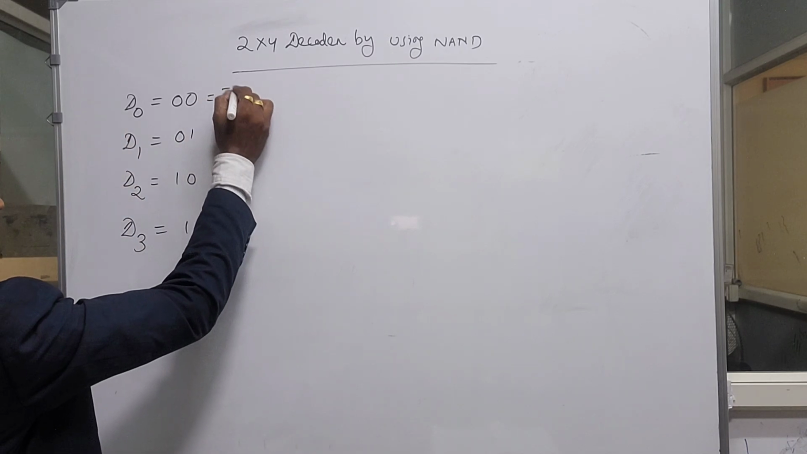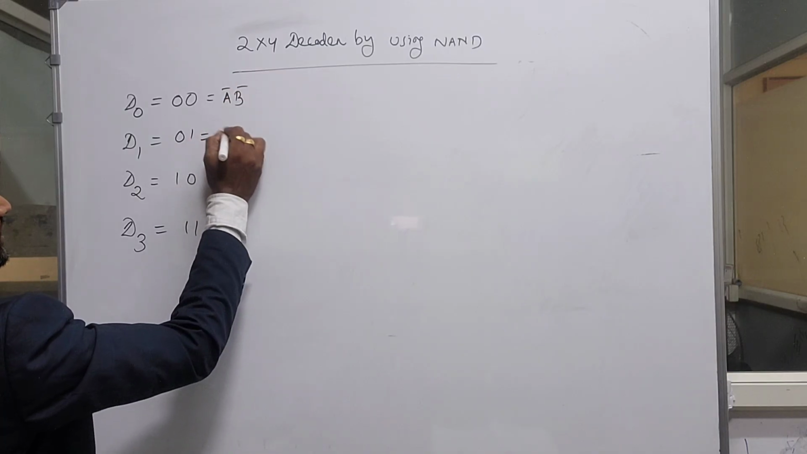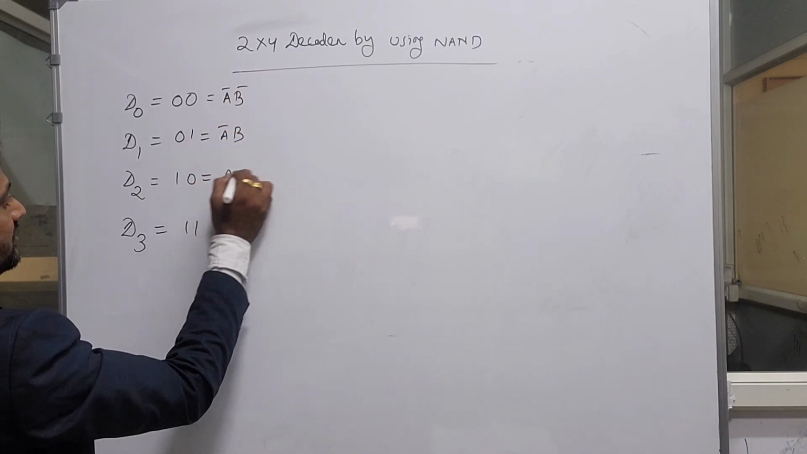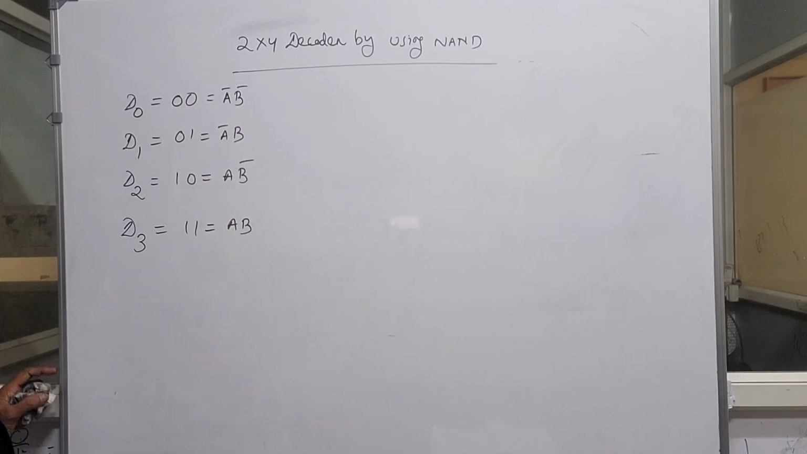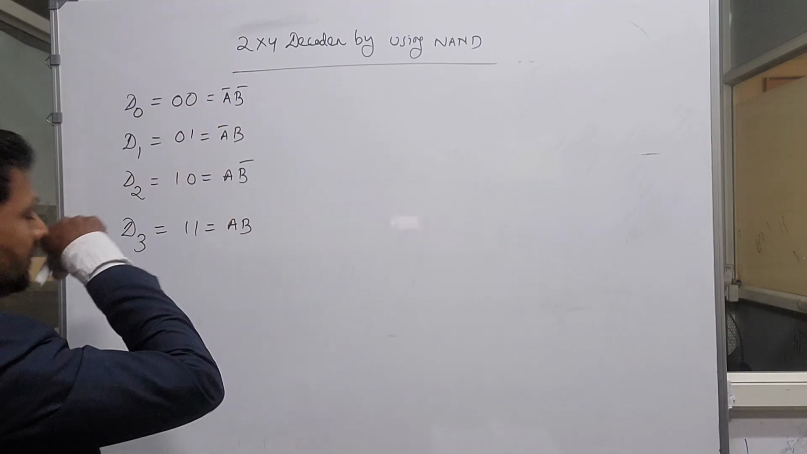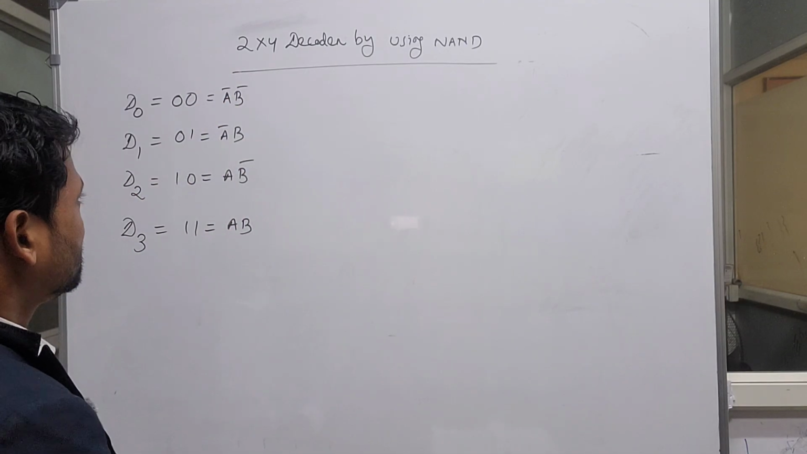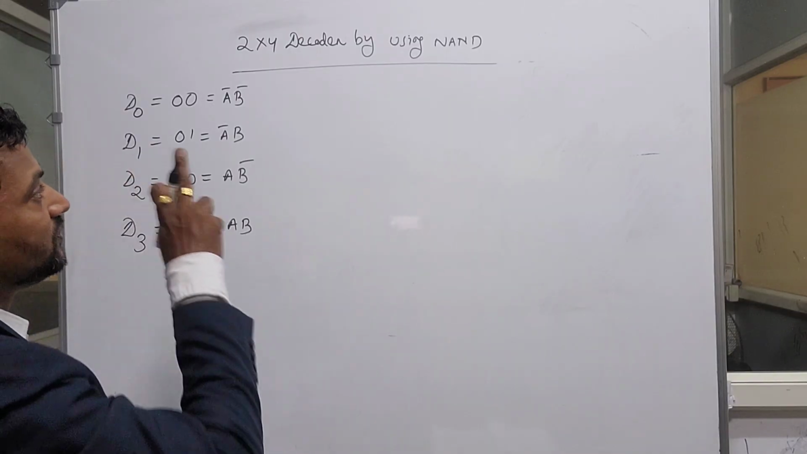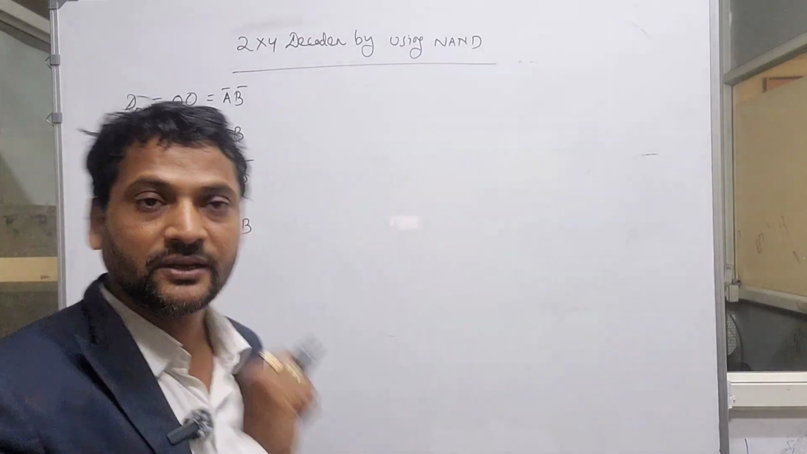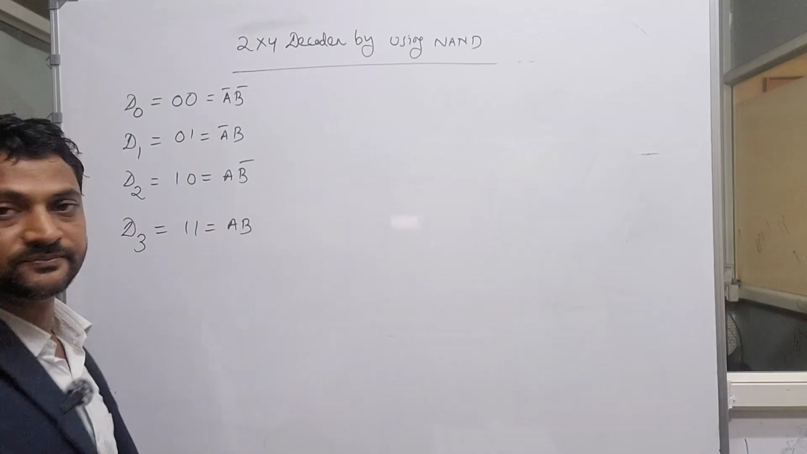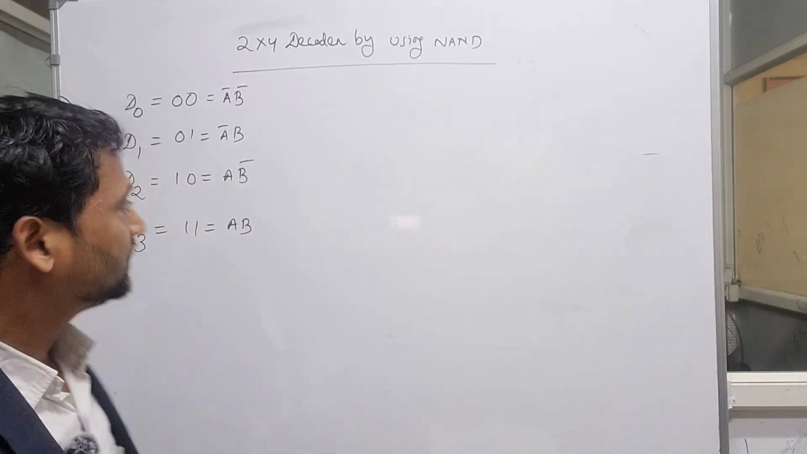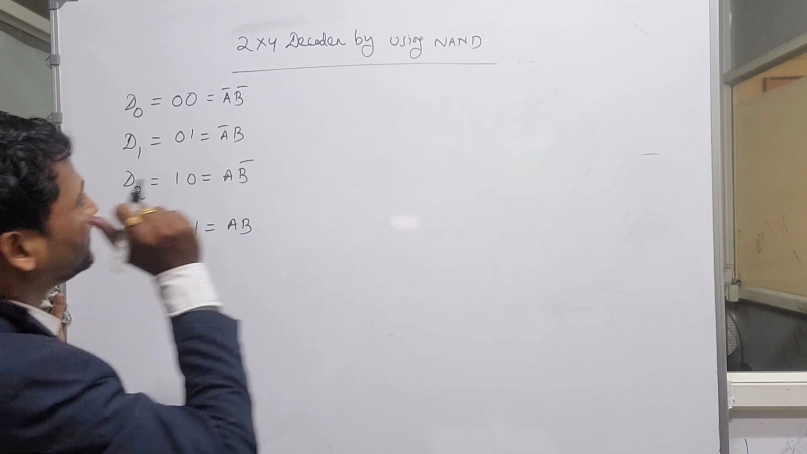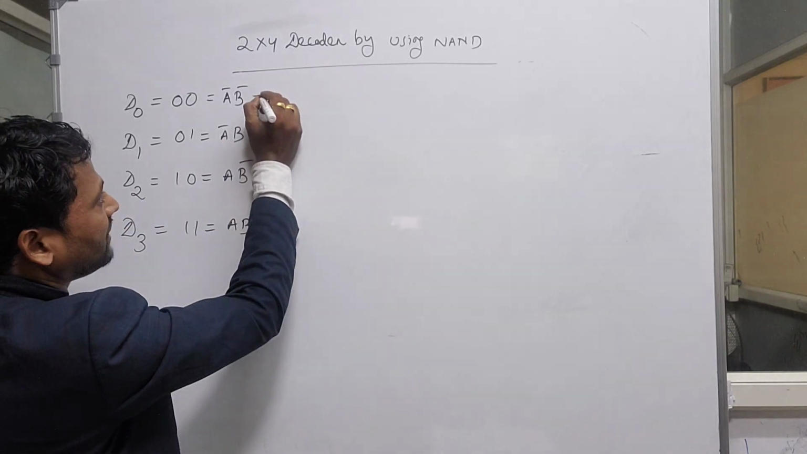So it will be A bar B bar, this is A bar B, this is A B bar, and for D3 it is AB. These are the outputs from that decoder circuit. We'll design the 2x4 decoder circuit by using NAND gates. Here we need AND gates, but we have to design the circuit by using NAND gates. So how to design the circuit? Remember, work for NAND gate.